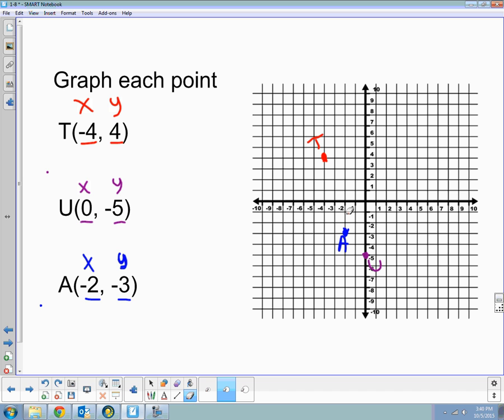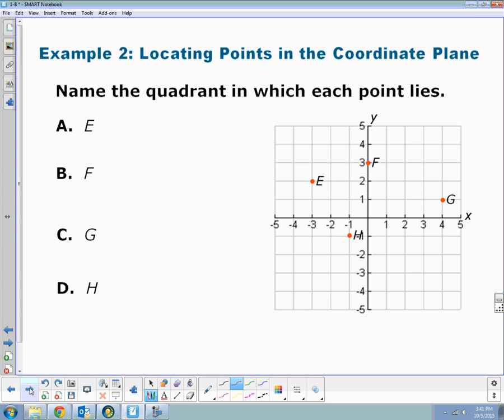And so you should have an image that looks very similar to this. Negative 4, 4, 0, negative 5, negative 2, negative 3. Again, it's important to do x and then y, so I go left and right first from the origin, and then I go up and down from there. Going the opposite way. Identify which quadrant each point lies in, and then I would also like you to put the coordinates, put the ordered pair.